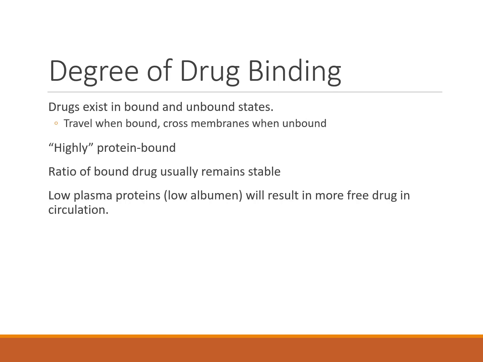Degree of drug binding. Drugs exist in bound and unbound states. Bound to protein, they travel when they're bound, and they cross membranes when they're unbound. Highly protein bound, the ratio of bound drug usually remains stable. Low plasma protein, and that's low albumin, will result in more free drug in circulation and the possibility of the toxicity that we talked about.